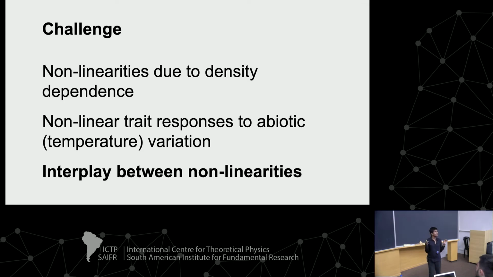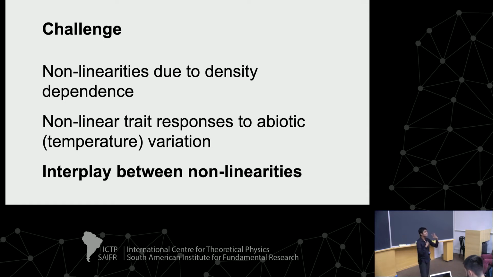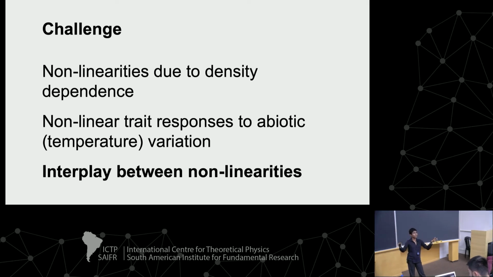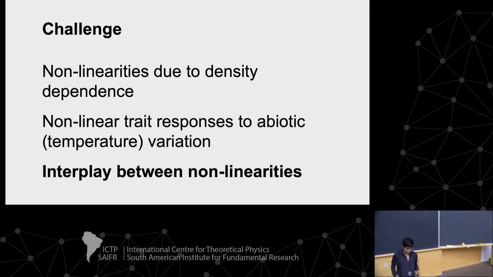Now, there's an interesting challenge involved in doing this. We already know that species interactions exhibit nonlinearities due to density-dependent feedback loops. Species also tend to exhibit nonlinear responses to abiotic variation, like temperature. So there's an interplay between these two types of nonlinearities that you have to resolve in order to really understand how species can coexist or not in these kinds of temporally varying environments.